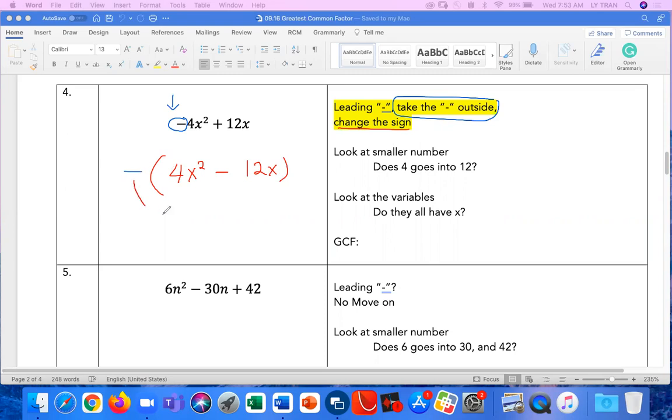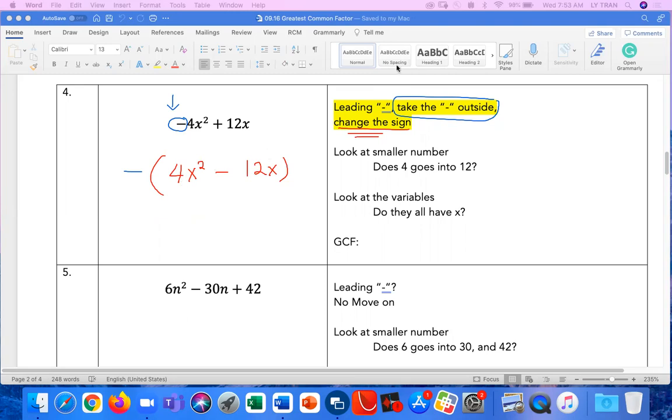How can I check my work? If I distribute back, a negative times a negative also gives me a positive in here. So that's telling me that we did the correct thing. But long story short, just remember, if we started out with a negative, you have to take the negative outside and then you're going to change the sign for everything. What we're going to do right now, we're going to factor the inside just like we normally do. So let's go ahead and break it down.